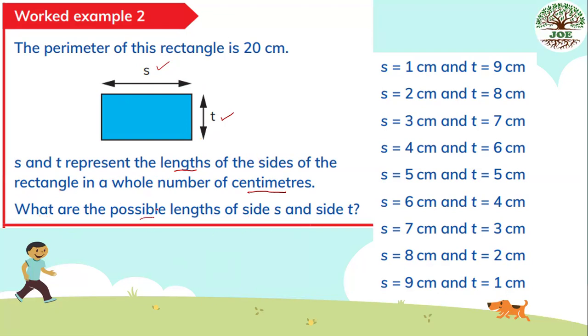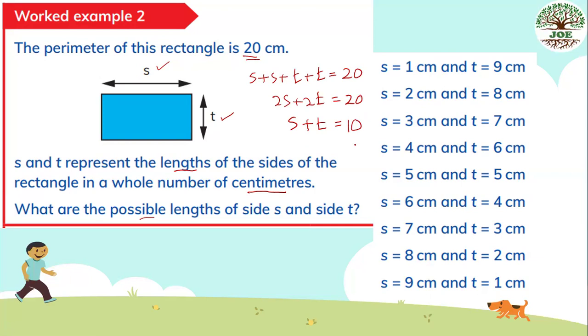Possible lengths. So what is the perimeter? Perimeter is 20 centimeters. Perimeter is the sum of all 4 sides. So S plus T plus S plus T is 20. 2S plus 2T is 20. So S plus T is half of 20, which is 10.